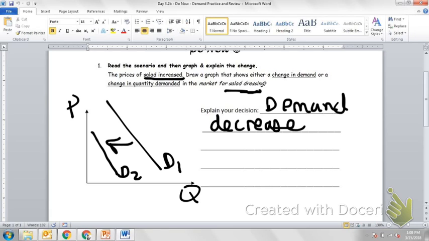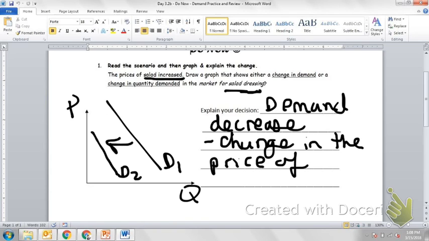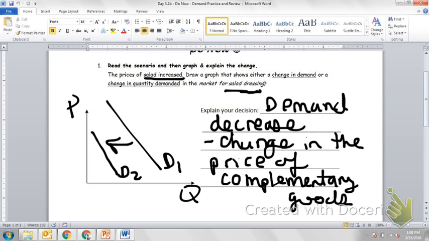And we're also going to specify that that is because of a change in the price of complementary goods. And there you have it. That's number one.